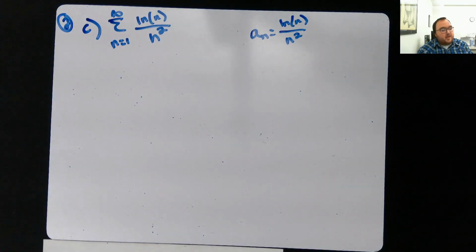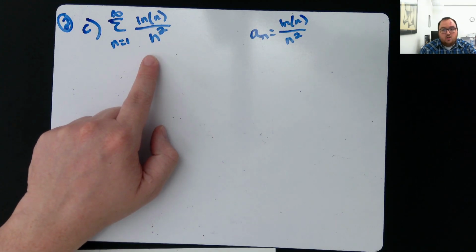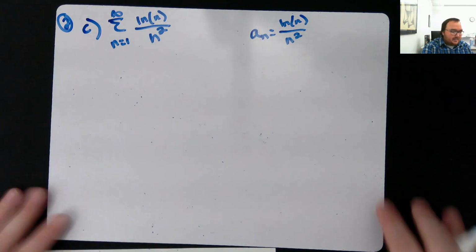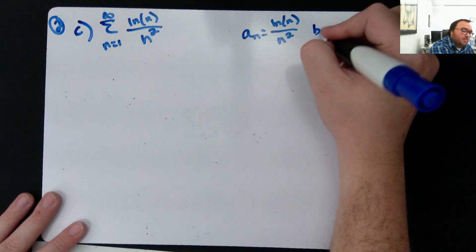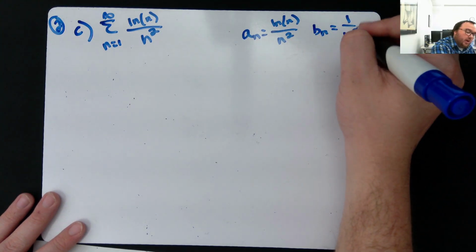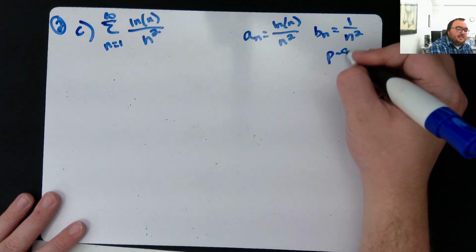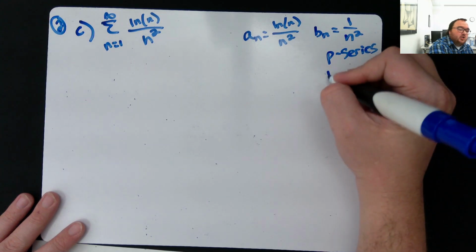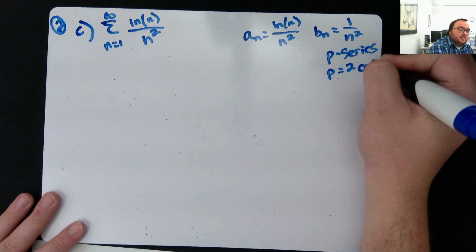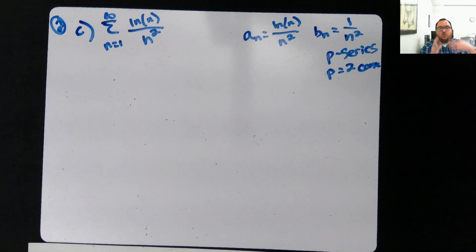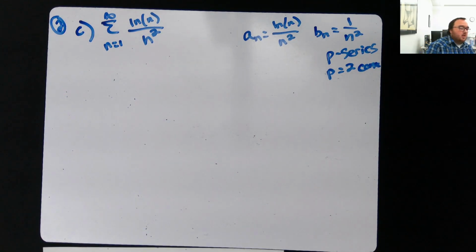Well, I have something over n squared. So in your head, it would make sense to let bn be equal to 1 over n squared, which is a p series with p equals 2. So it converges. I know that, so let's try and use that.